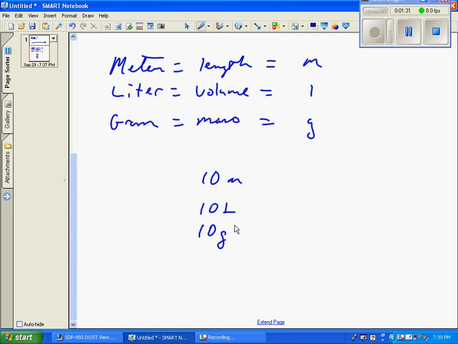Now, in the English system of measurement, it's a pain because we have so many different things, like inches, and then feet, and yards and furlongs. Well, rather than have 20 different names for every different type of thing, in the metric system we just add a prefix in front of these to give it more meaning.